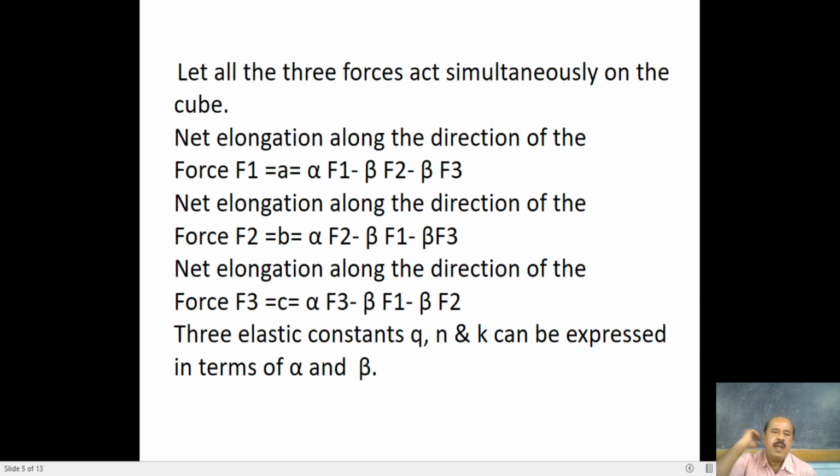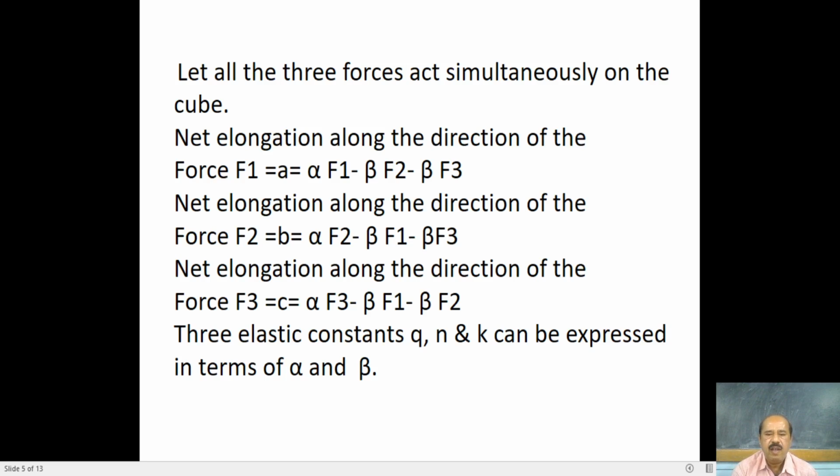Then let the three forces act simultaneously on the faces of the cube. The net elongation along the direction of the force F1, call it A, will be equal to alpha into F1 minus beta into F2 minus beta into F3. Why have I written this with a negative sign? The contraction values are written with a negative sign because, when compared to the elongation, the contraction value is always less. That is the reason why these two forces carry a negative sign.